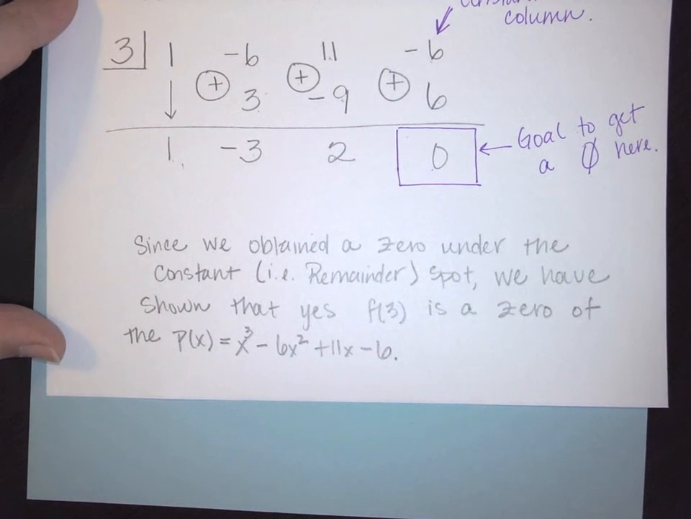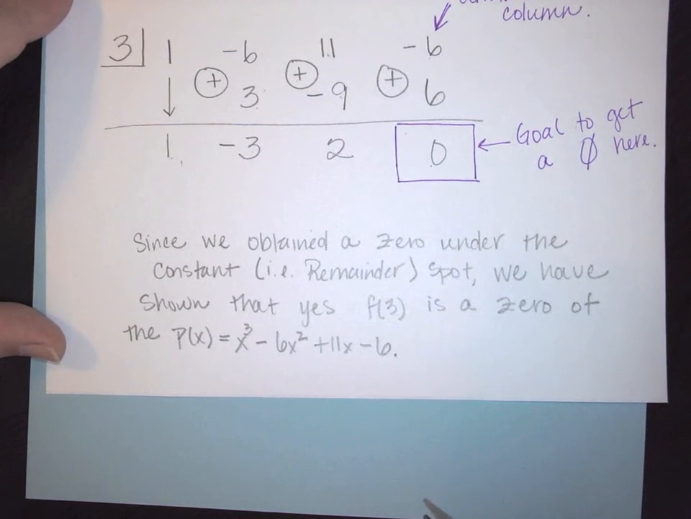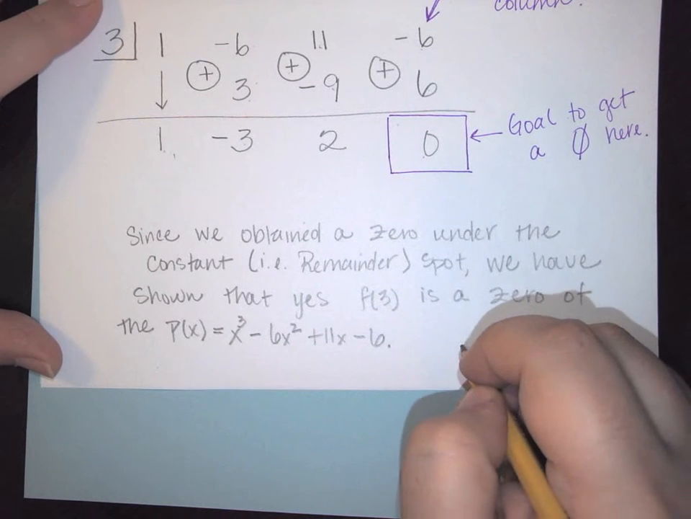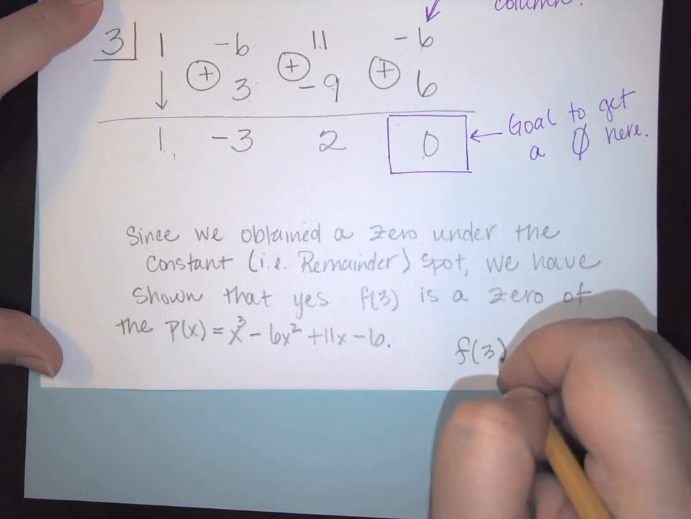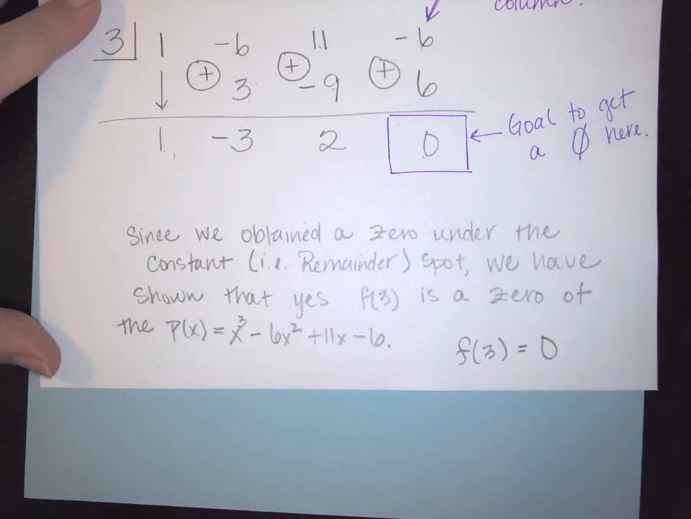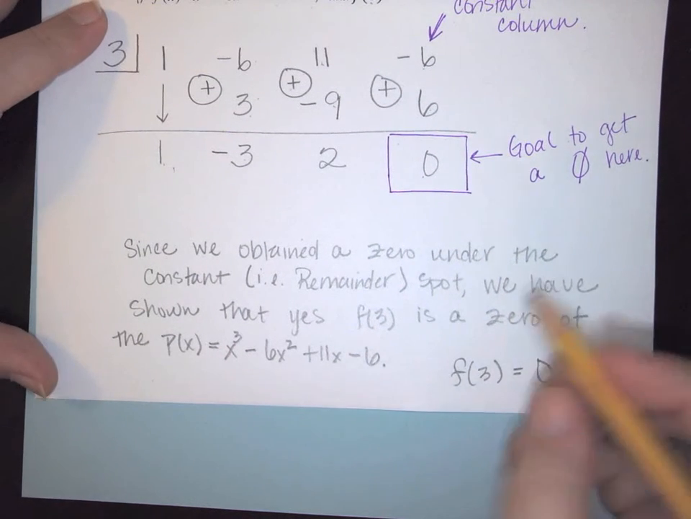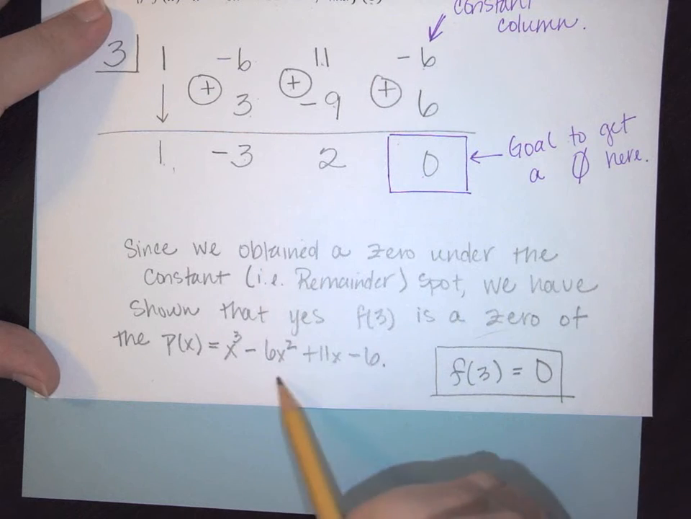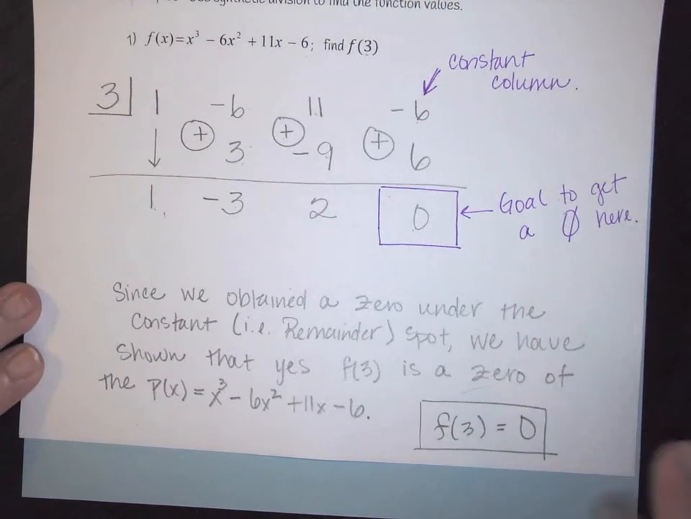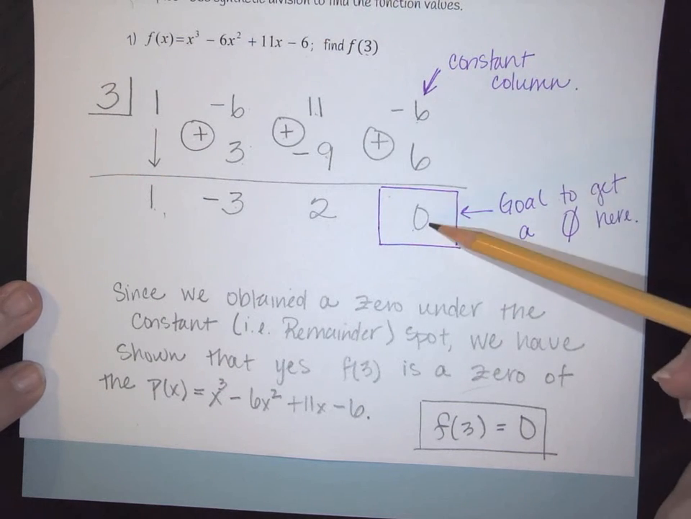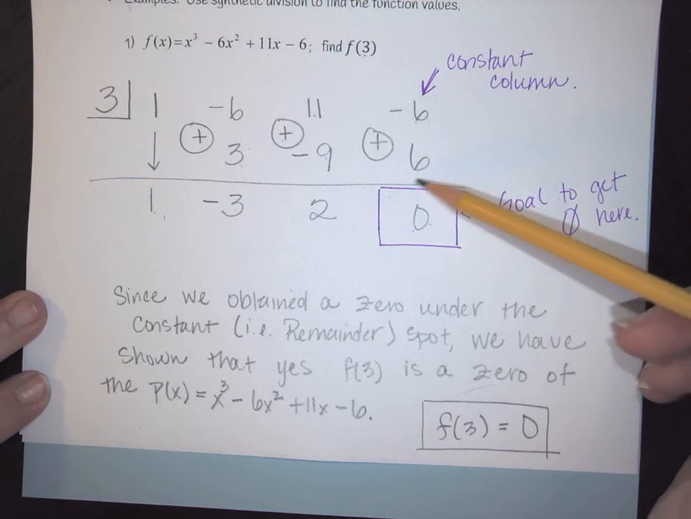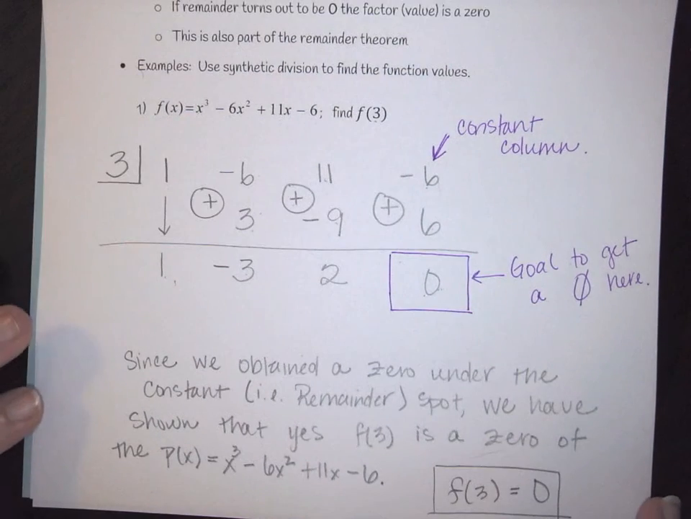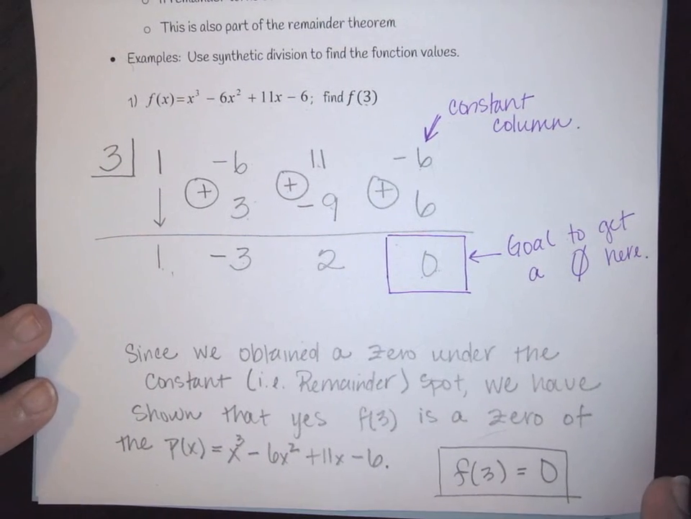Okay. Now, the other thing that we showed here is that f of 3 equals 0. Okay? So this is what we showed, but this is the idea behind what we did. Again, since this remainder column, or the constant column, ended in a 0, it means that you had a 0 to that particular polynomial.